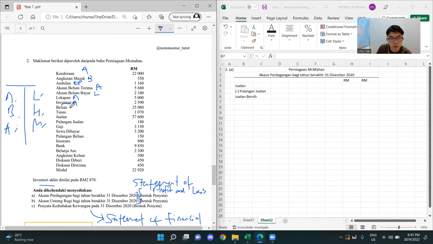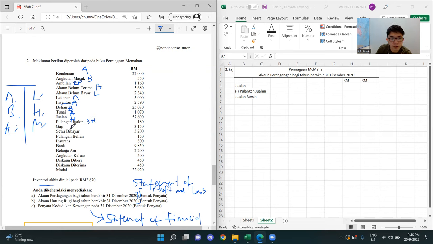Alright? Okay, so back to bullion is a belanja. Because you bayar, all this are belanja. And then, tunai is an asset, jualan is a hasil, pulangan jualan is a contra of hasil. Okay, because the jualan is hasil mah, right? So a pulangan jualan is a contra. I told you all this pulangan is a contra. That's why I put an X hasil, contra hasil.